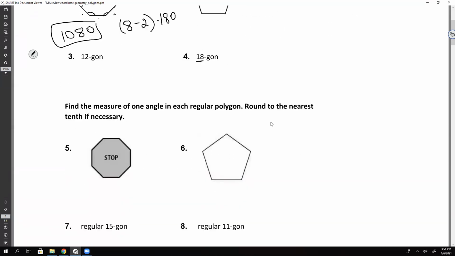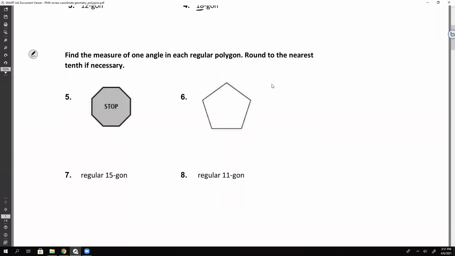All right, our next kind here, it says find the measure of one angle in each regular polygon, okay? And the fact that it's a regular polygon, we can do that because regular means all the sides are the same, which means all the angles are the same. So I'm going to look at number 6.